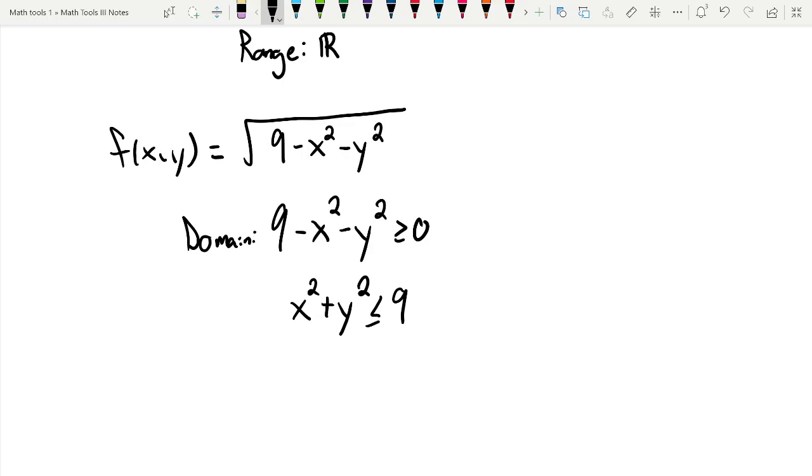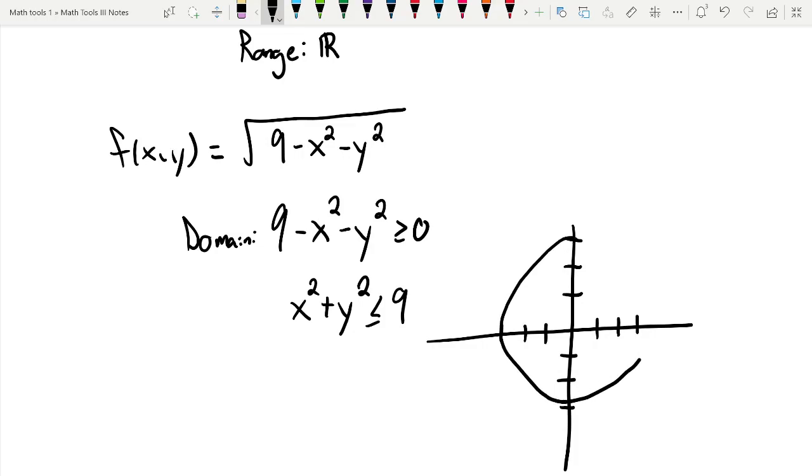Okay. So that tells us what points we can use in this function. So points that are within that circle. So we can draw our domain here. Right, so we just go out 3. So it's centered at the origin, radius of 3 on every side. So this tells us all of the xy pairs that we can plug into this function.